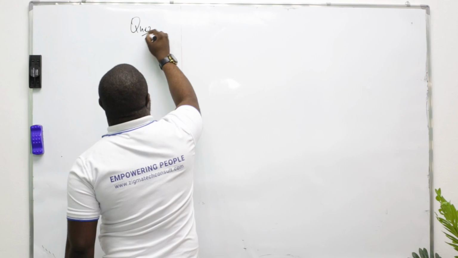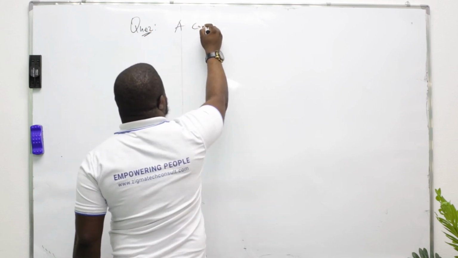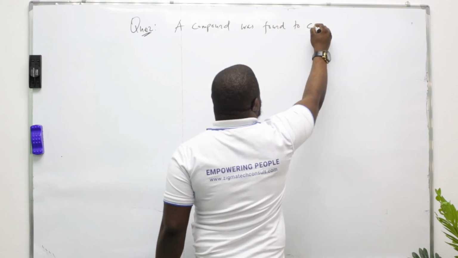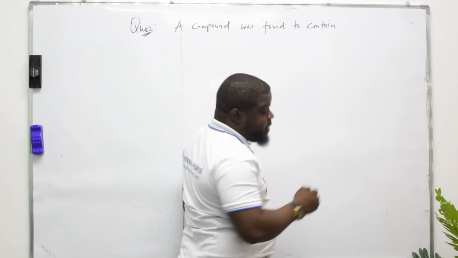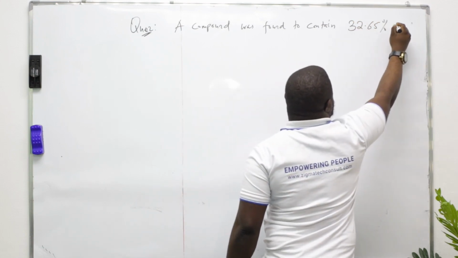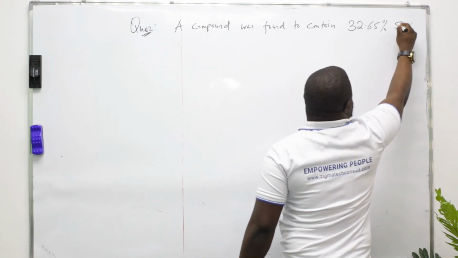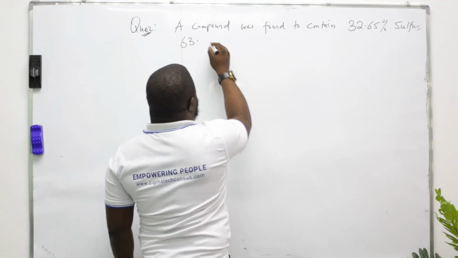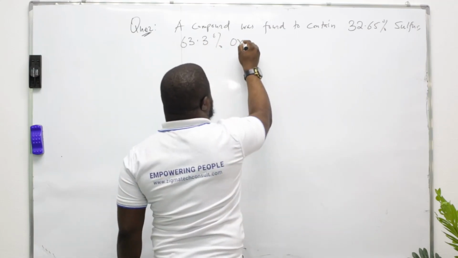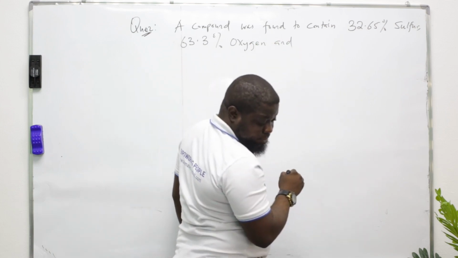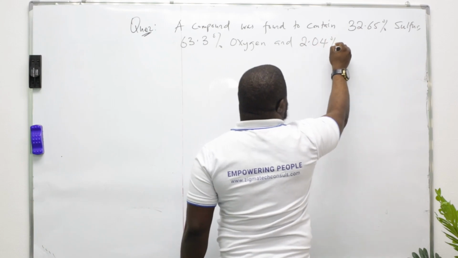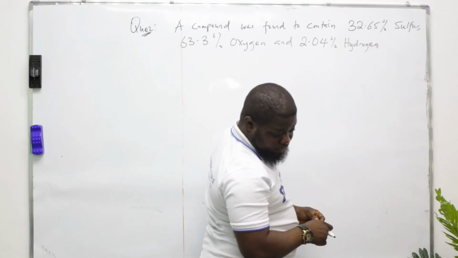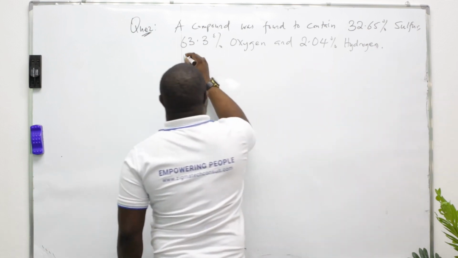The question says, a compound was found to contain 32.65% sulfur, 63.3% oxygen, and 2.04% hydrogen. What is the empirical formula of the compound?